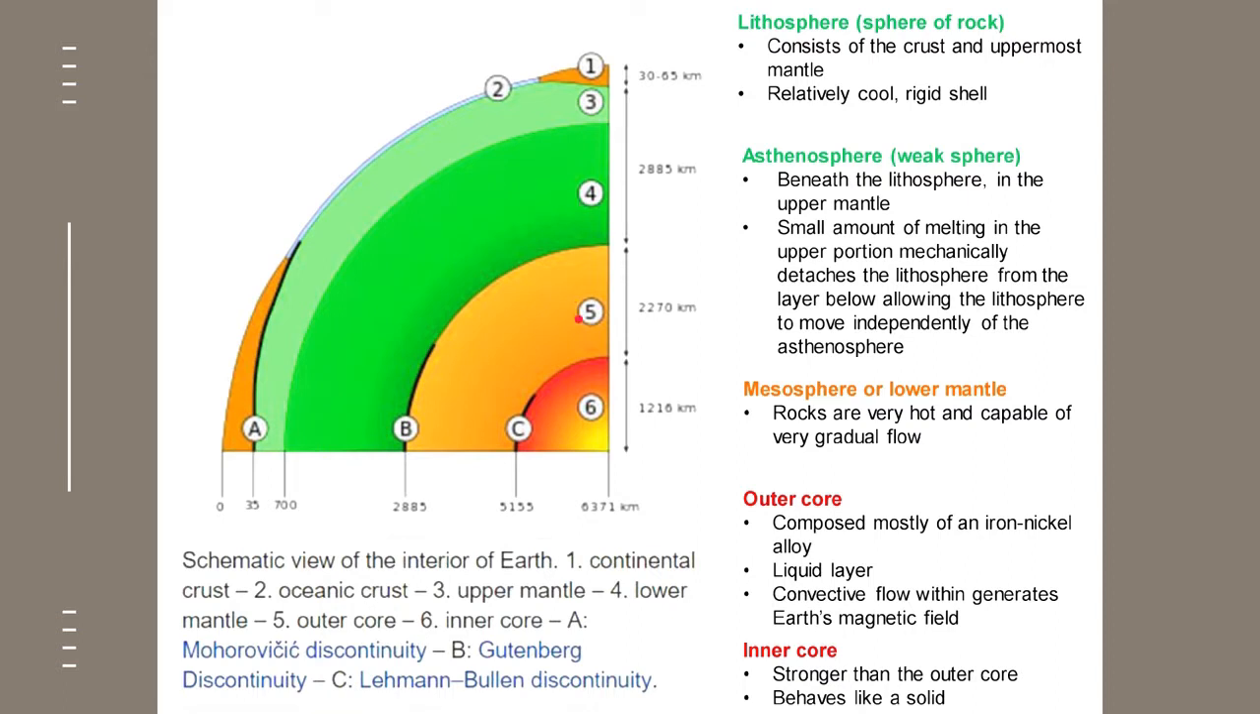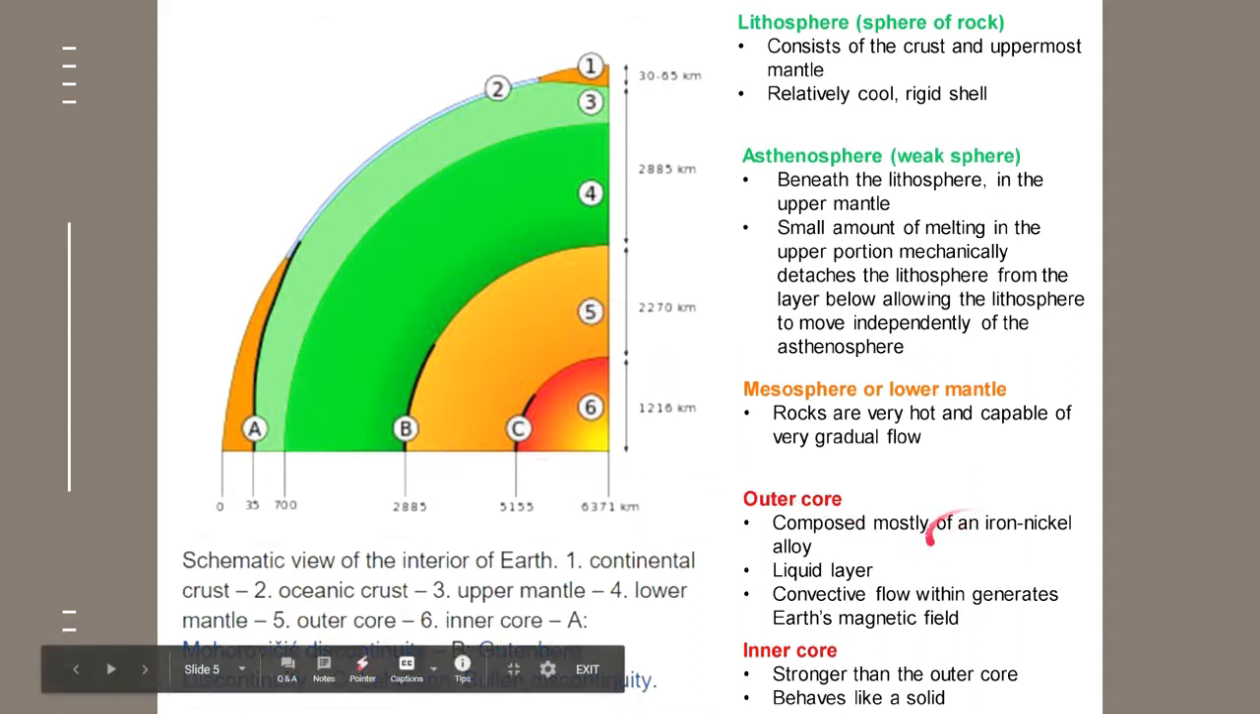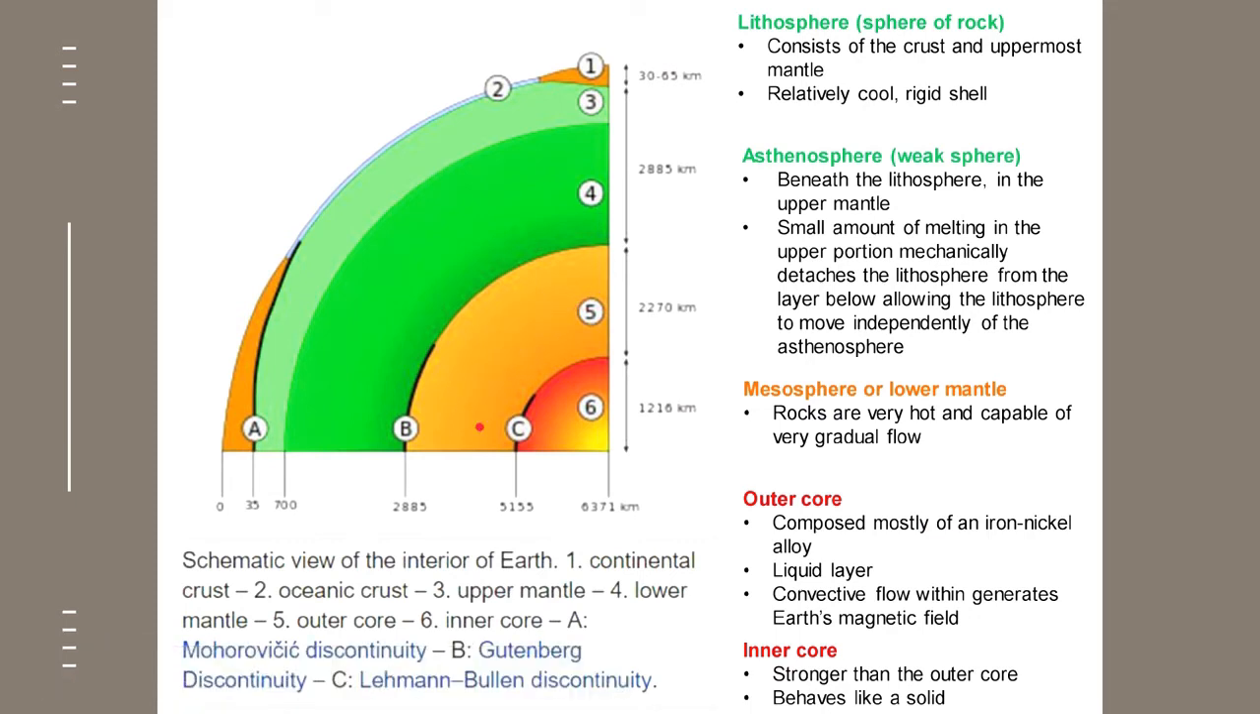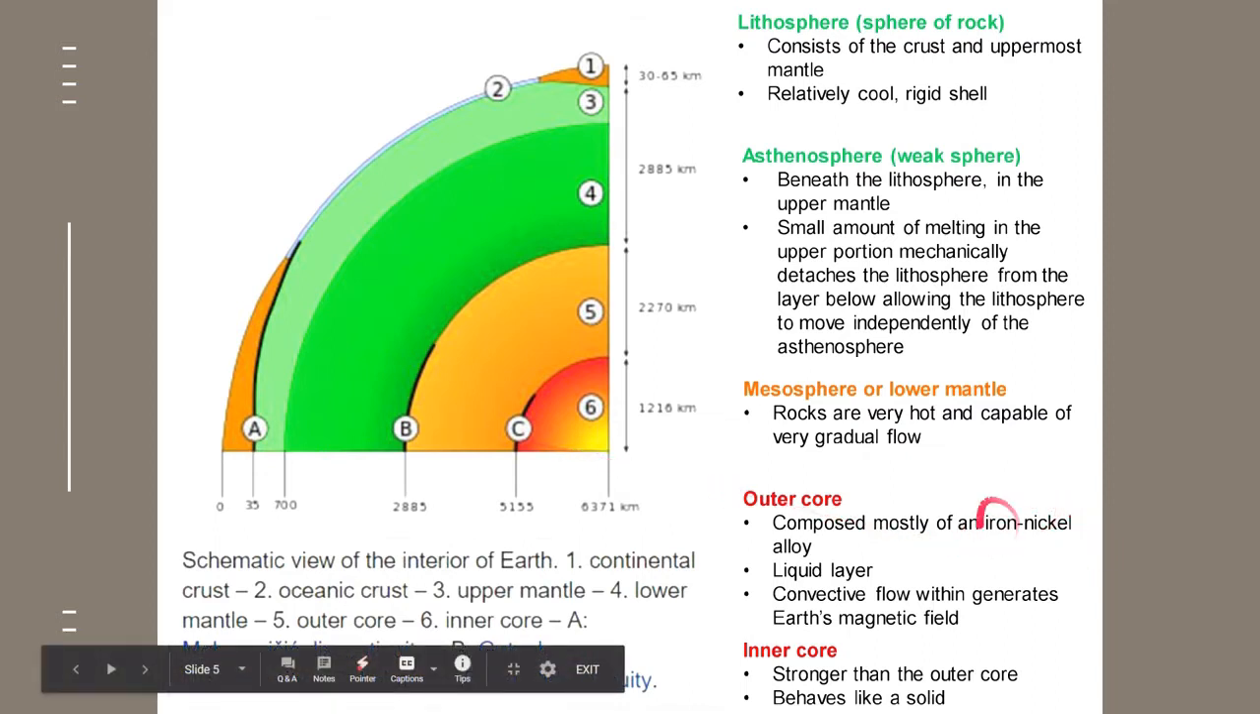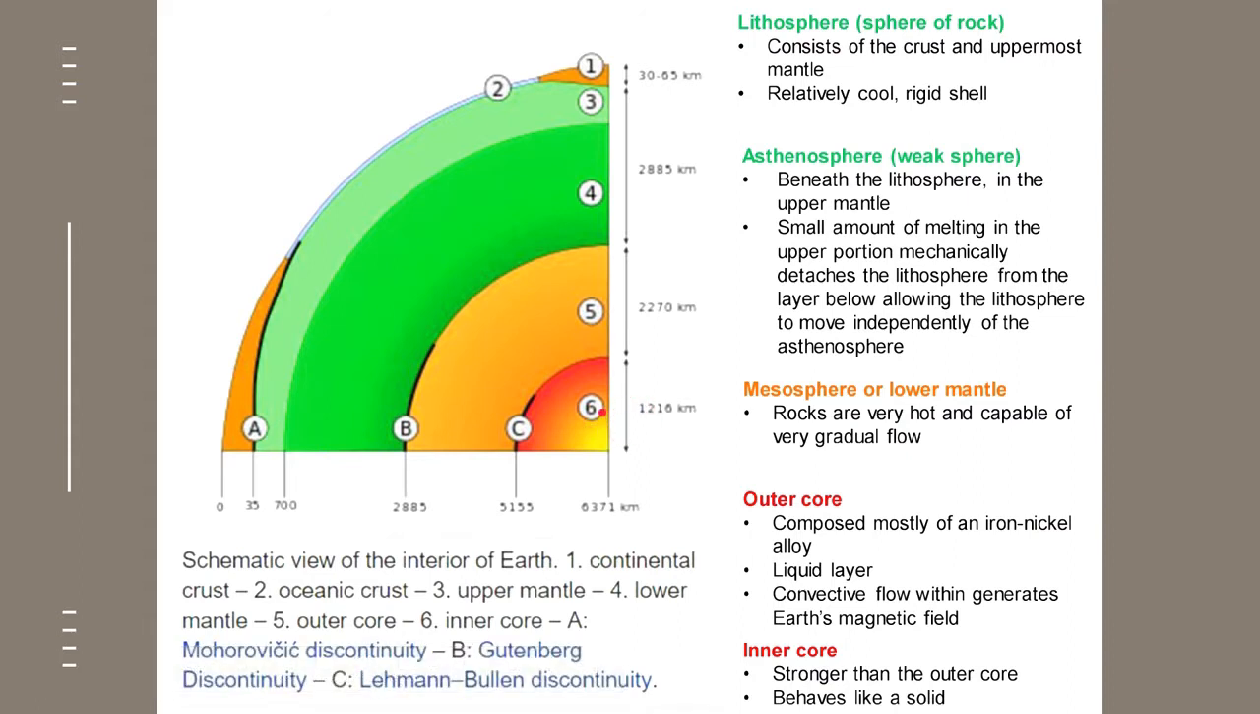The next part is the outer core, composed mostly of iron-nickel alloy. This is the liquid portion of the core. It has convective flow, and this is the part that generates the Earth's magnetic field because of this alloy composition. Then the inner core is stronger than the outer core, mostly solid.